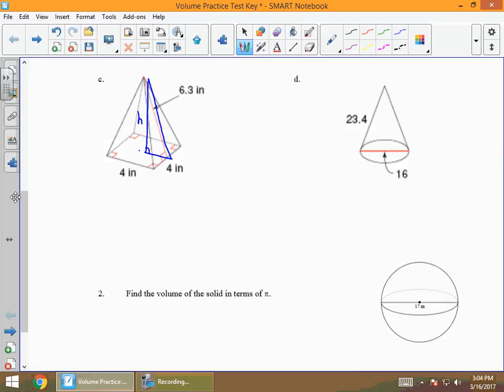Oh boy. Doggone it. Try that again. All right, that's a little bit better, I guess. All right, so this right triangle, I'm going to kind of pull this thing out to the side. This right triangle that you're looking at in blue in there has a height I don't know, has a hypotenuse of 6.3, and this bottom leg is half of this base. So if this base is 4, half of 4 is 2.